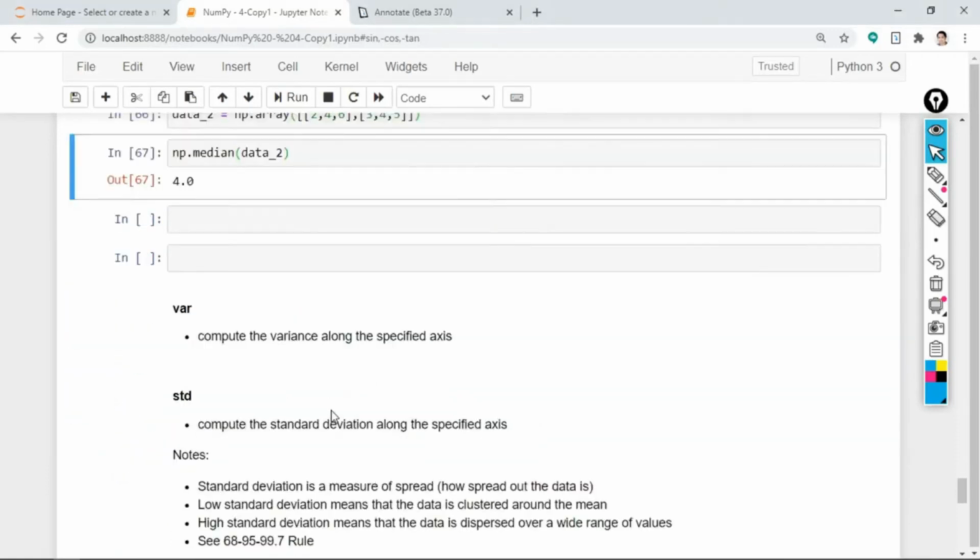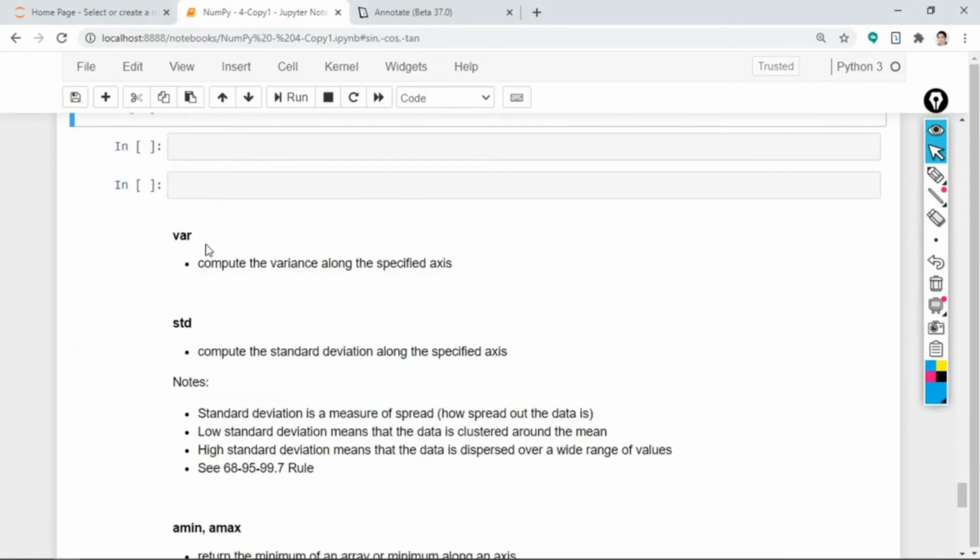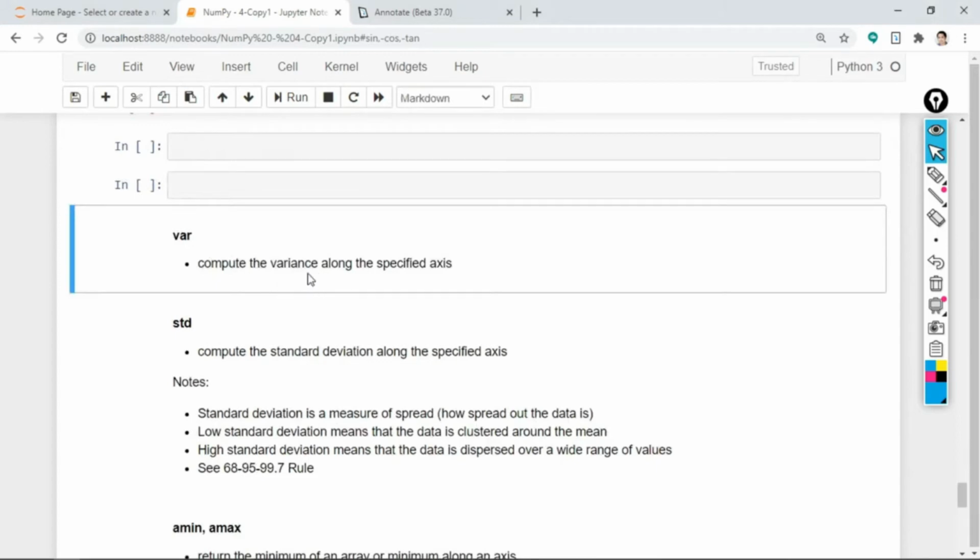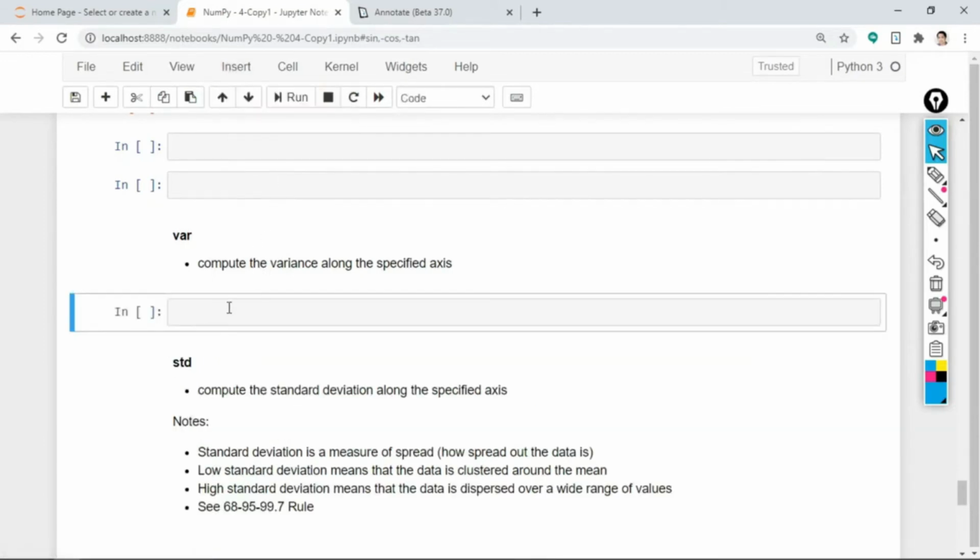So we have also variance. So variance computation along the specified x-axis also. So let me insert another cell below here. So for example, we have a specific value. So let's say var data, which is variance data. So np var. So I'll go directly here.